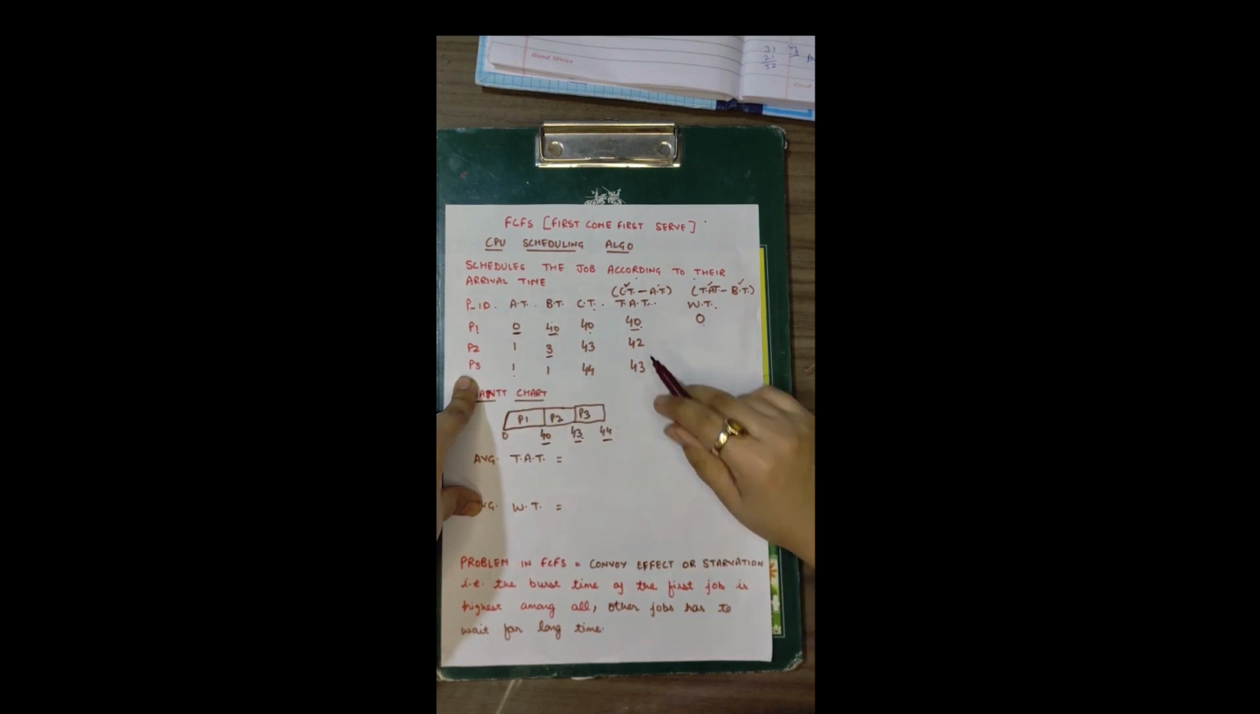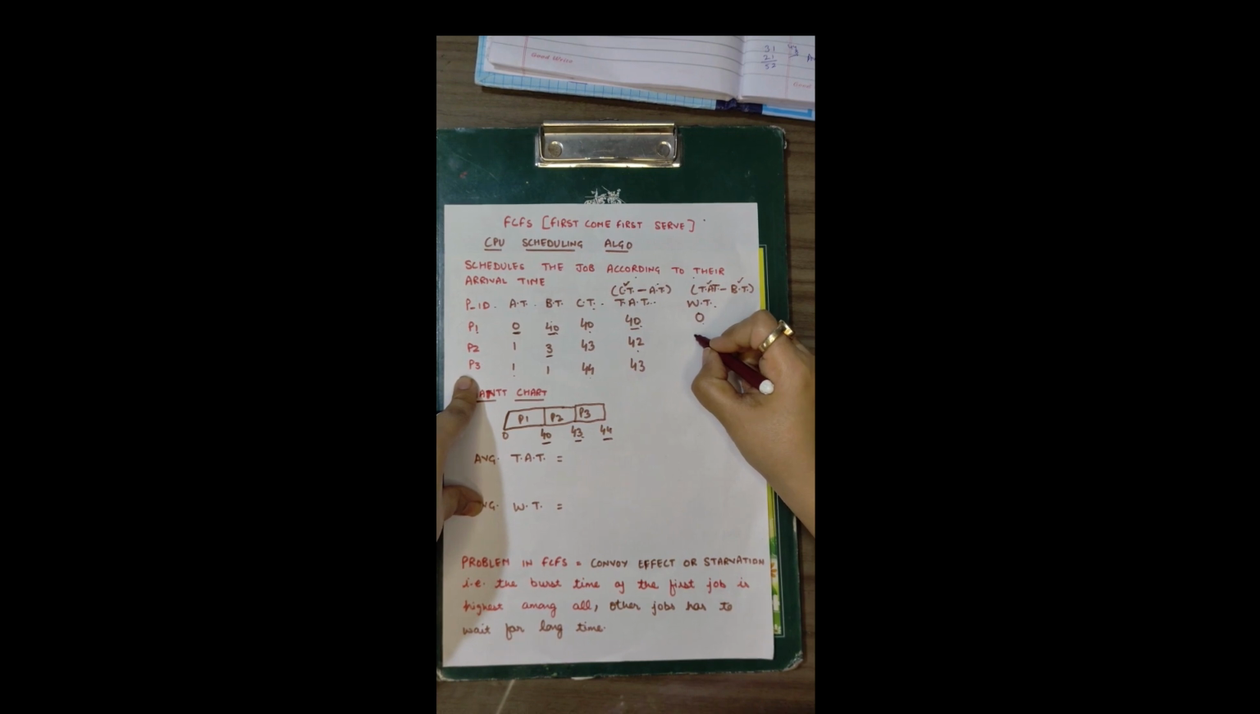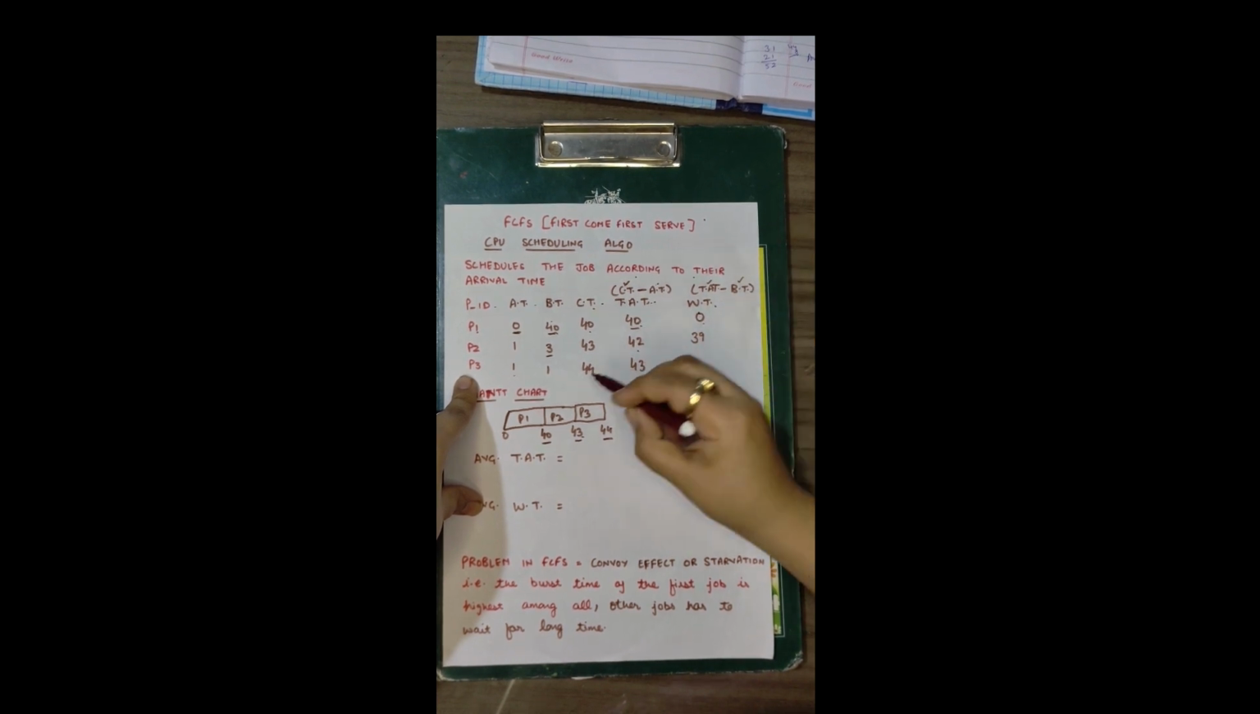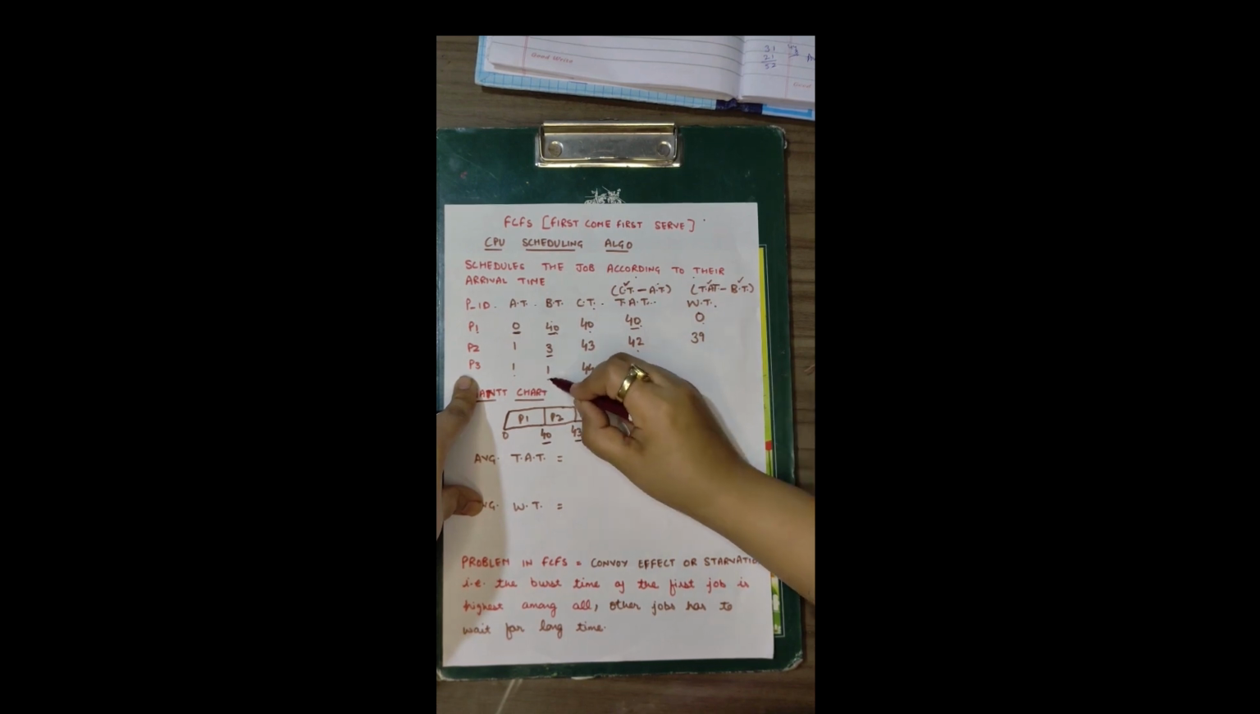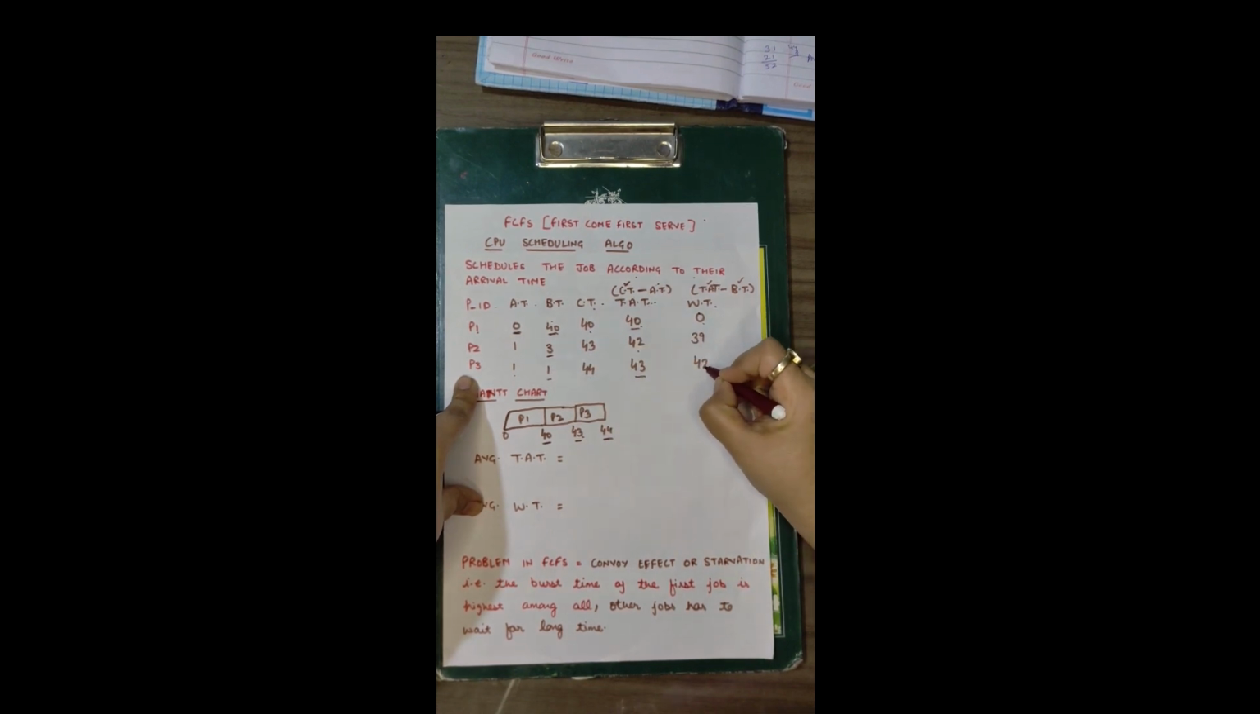For process P2, the waiting time will be 42 minus 3, which is 39. Then for process P3, the waiting time will be 43 minus 1, which is 42.